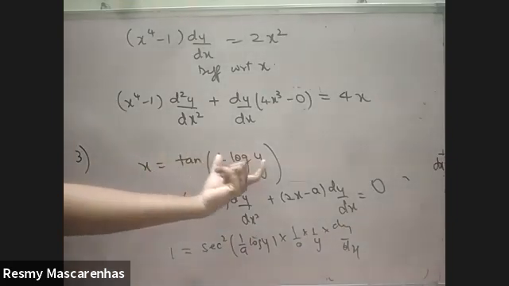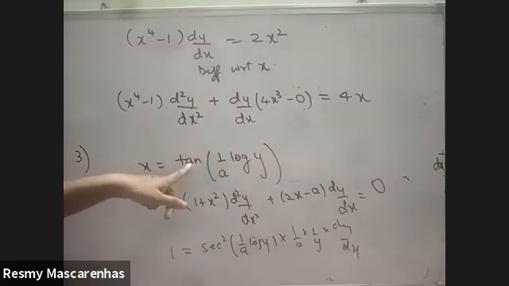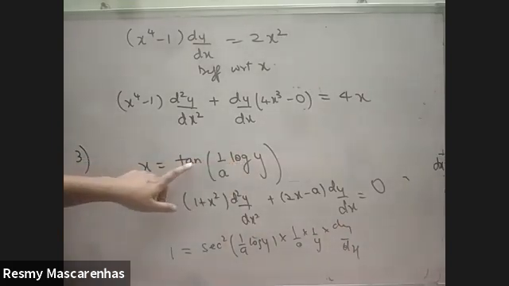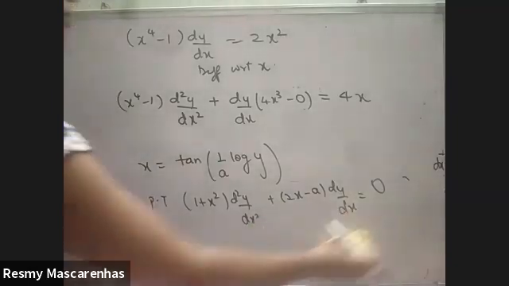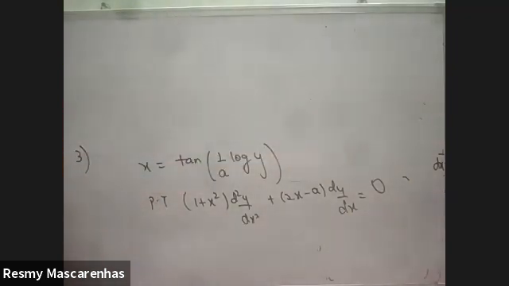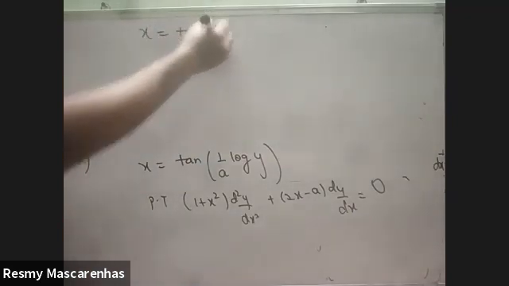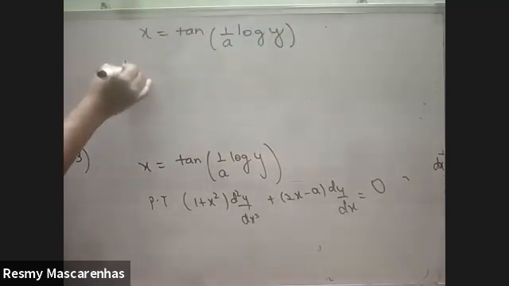So whenever there's something very complicated inside a tan, or this could have been sine also, any other trigonometric function, and there's a log inside, what you normally do is take this tan on the other side. Whenever you take it to this side, it will become tan inverse of x. Then you differentiate. So this is the thing given. Take this on this side.